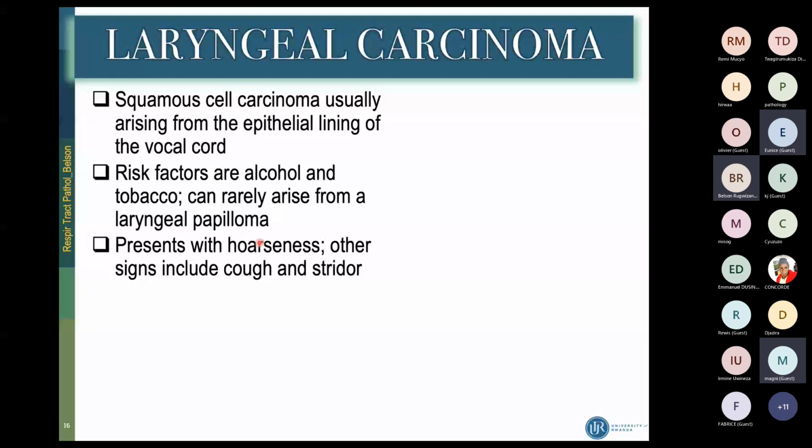So then to end this larynx part with carcinoma, it is usually squamous cell carcinoma because the larynx is lined by squamous cell epithelium. You have an introduction and each part, what is the lining epithelium type. So the risk factors are alcohol and tobacco smoking. And sometimes, if there is a laryngeal papilloma, it may progress to carcinoma.